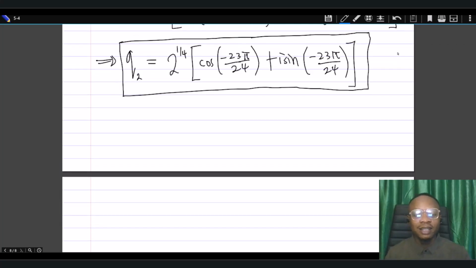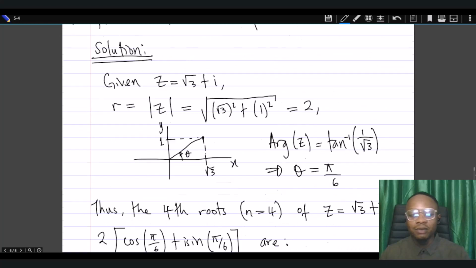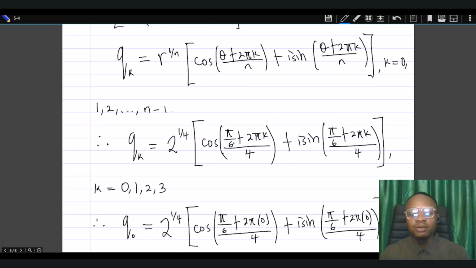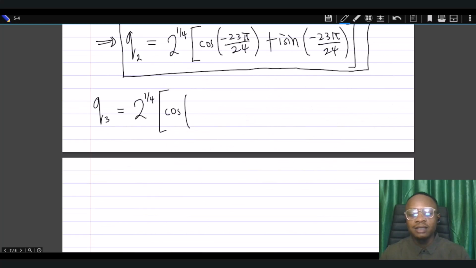So we now get q sub 3. Substituting now k equal to 3, then q sub 3 will be equal to 2 to the power of 1 over 4 into the cosine of, so what are we doing again? Here we're using k equal to 3. So this is the general expression for the roots. So this time around we're substituting k equal to 3. So let's go right there.